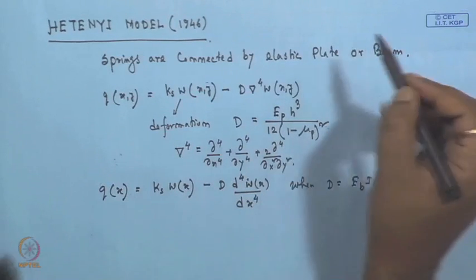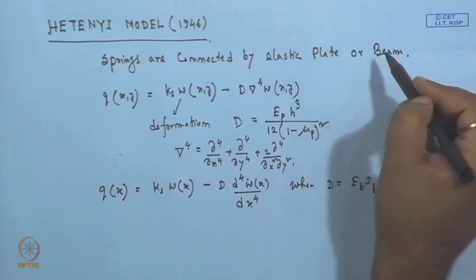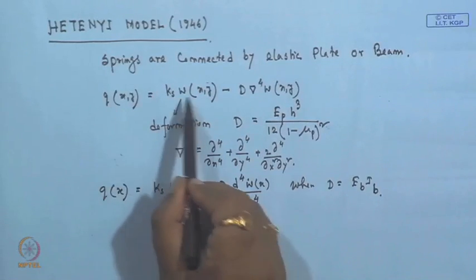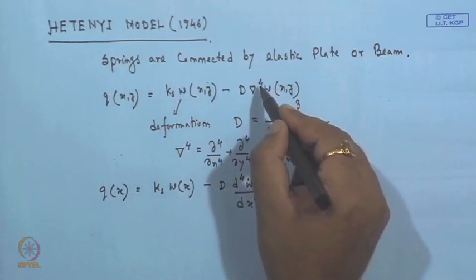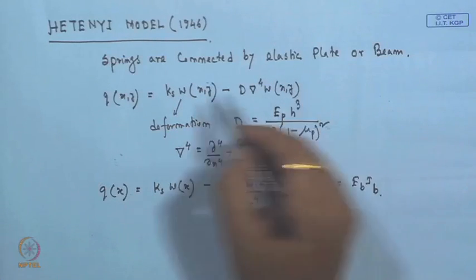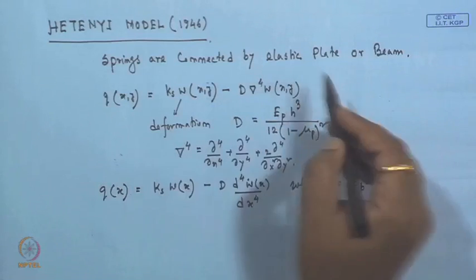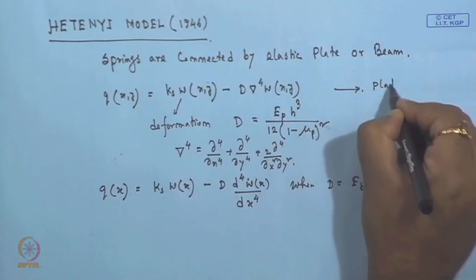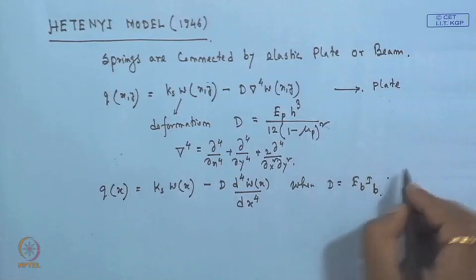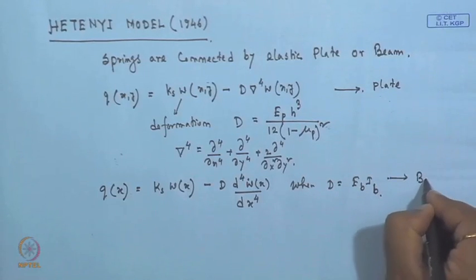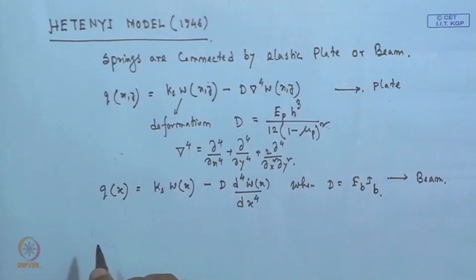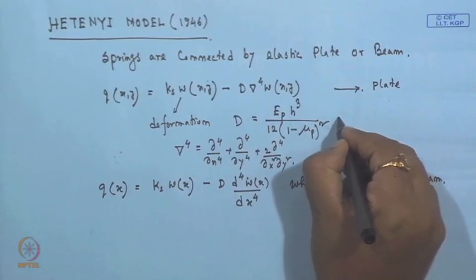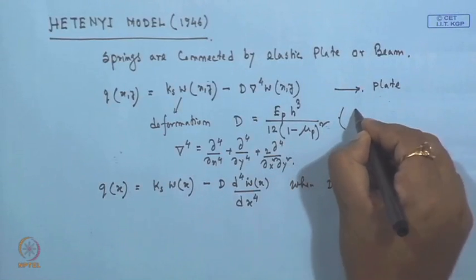So, now here these are connected by plate or beam. So, we will have the expression q equal to Ks into w minus D del to the power 4 w. So this is the xy direction. This first expression is where the springs are connected by a plate, and the second expression is where they are connected by a beam. Here D is the flexural rigidity of the plate.